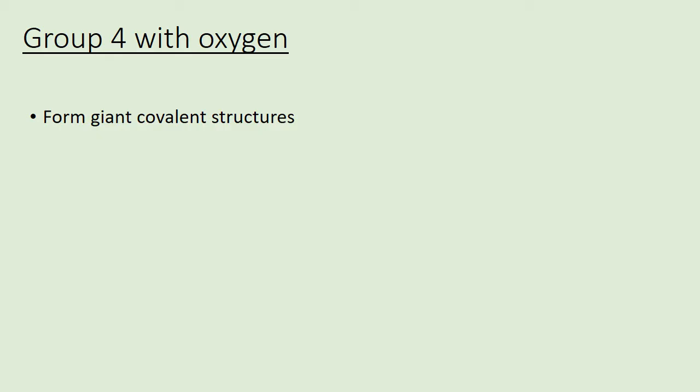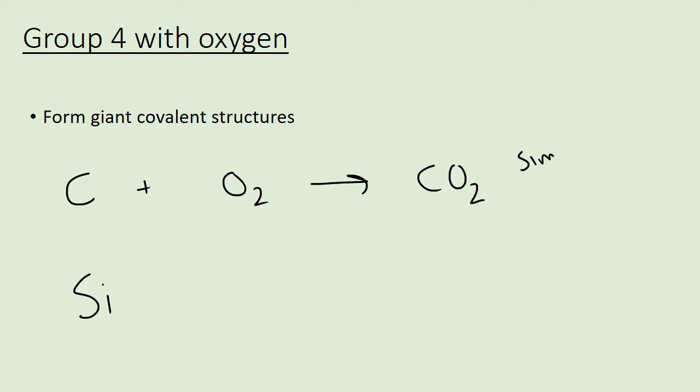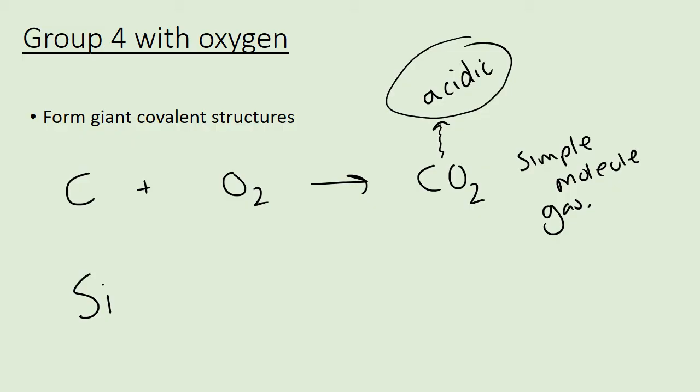Moving on. So group 4 this time. So group 4, we're looking at carbon and silicon. Now carbon will react with oxygen to make carbon dioxide. That should be a very, very familiar one. Okay, and that's a simple molecule. It's a gas. This is a gas. It's in fact a greenhouse gas. Okay, and carbon dioxide, being a non-metal oxide, is actually acidic. So non-metal oxides are acidic. You've seen that on the last page with B2O3.